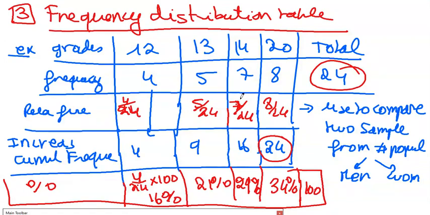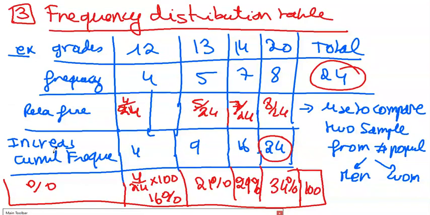And why do we use the relative frequency? It's very important to know that. We use the relative frequency to compare two samples from different populations. For example, if I want to compare the heights of men and women, I need to use the relative frequency. It will be more accurate.